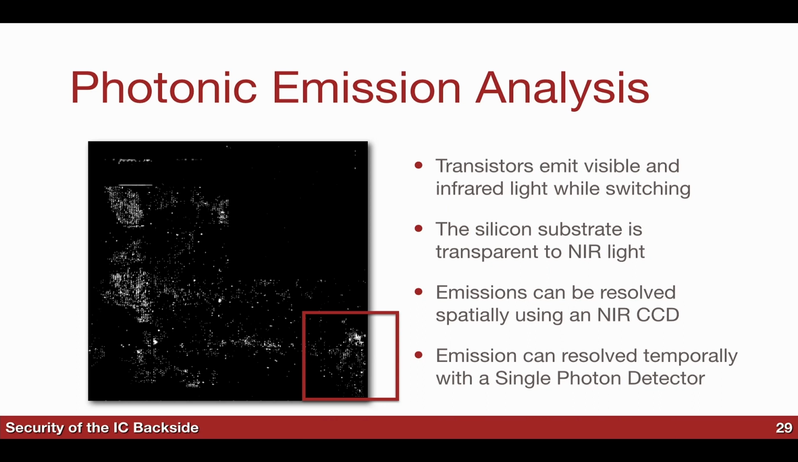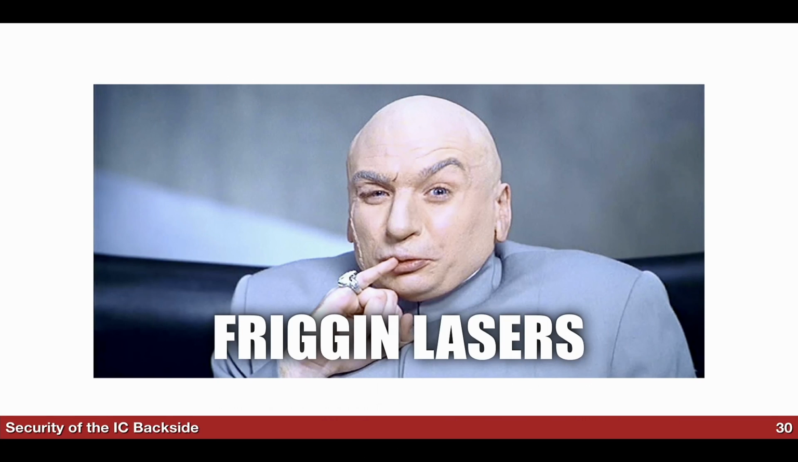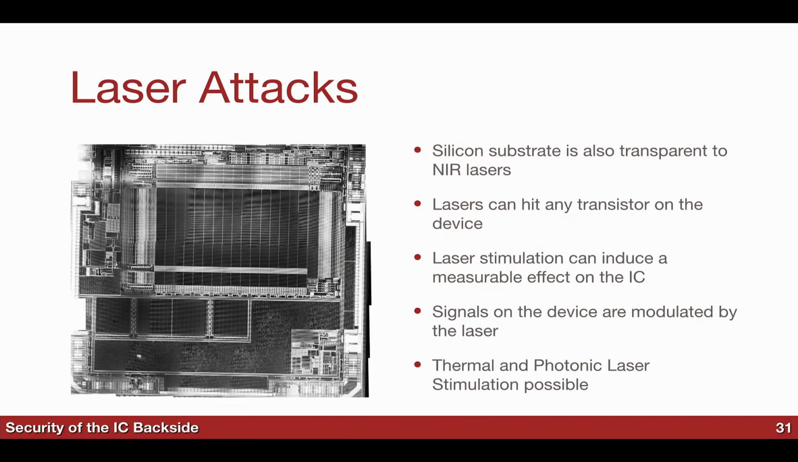Now the thing to think about is if light can get out through the silicon substrate because it's transparent to infrared light, then infrared light can also get in, which is where we get this. So you can actually use lasers as well. Instead of taking the image from the front of the chip, you open it up, and you don't even have to thin it afterwards. You just have to remove the package.